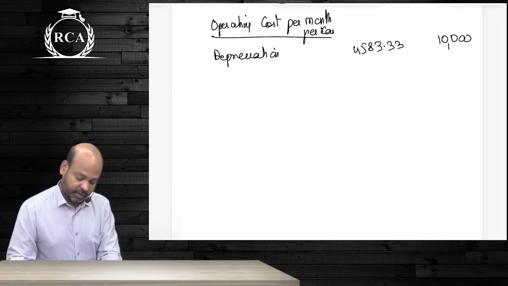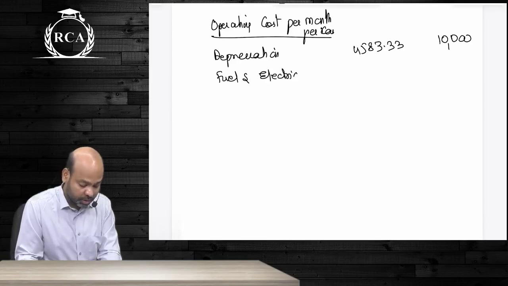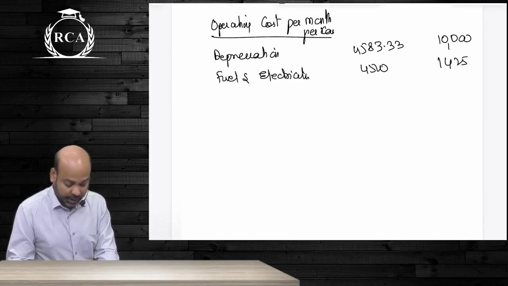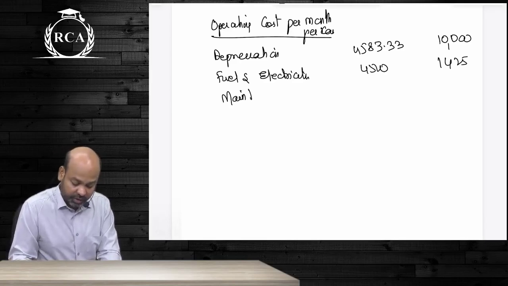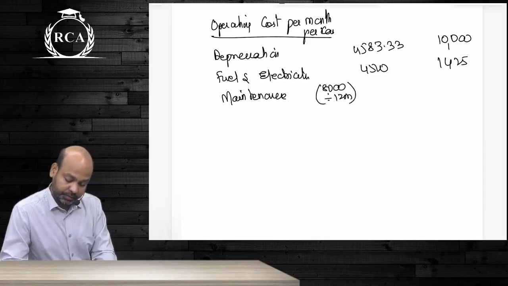Next beta is fuel and electricity. This also, did we already compute per month? 4,514.25. Next beta is maintenance cost. What is given in the question beta is annual cost. How do I do it per month? 8,000 divided by 12 months.